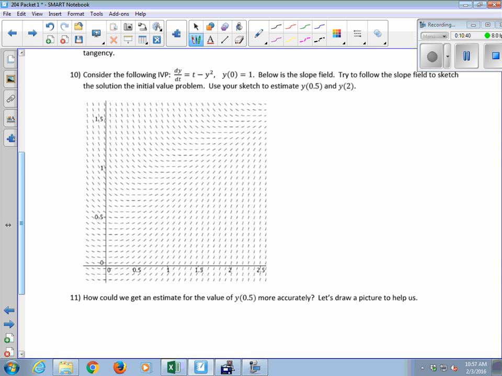So if y of 0 is 1, that's my initial condition. And then I'm just going to try to follow the slope field. It looks like it starts out going down, comes back up. Let's see. Maybe, I don't know. It's really hard to follow a slope field. Something like that. Kind of flattens out for a second there. All right, so now this is my curve, y of t. That's my solution, a picture of my solution.